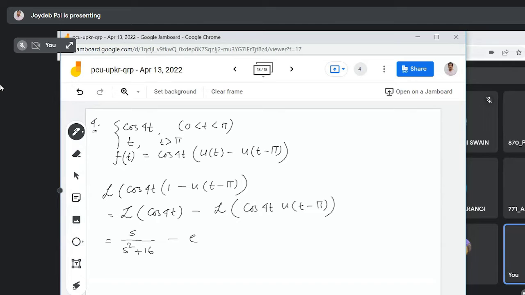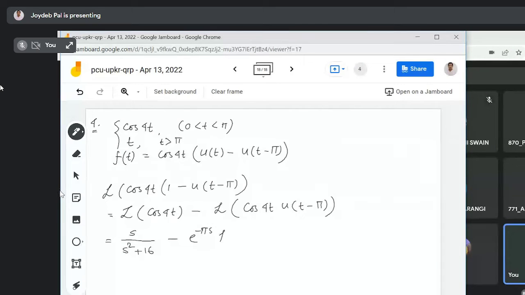Are you getting all? Here, what is a? a is pi, small a, in u(t minus a). Always compare with that. a is pi, so e to the power minus pi s. The form is e to the power minus as, so e to the power minus pi s. Next, it is by the modification of t shifting.